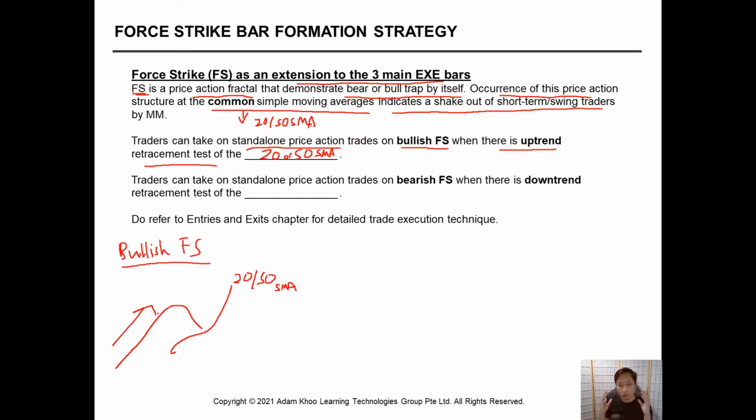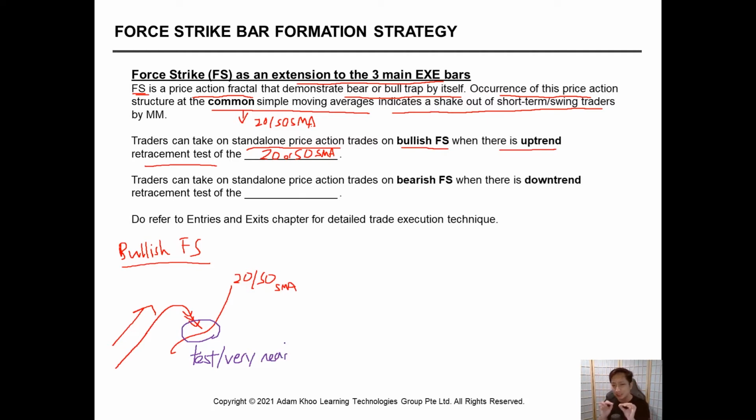If you don't know how to judge uptrend, downtrend, go back to the earlier lessons where I cover how you determine uptrend, downtrend. I think it's the same as the market flow lesson. Basically, you want to see that price action is moving higher and then it drops against the general direction. So uptrend retracement means there is a downside price movement, and you want to see that the bullish FS appears. I use the word test. Test means it touches the 20 or 50 SMA. And actually, you can also say that if it's very near, it's okay.